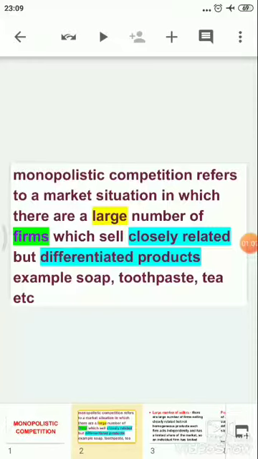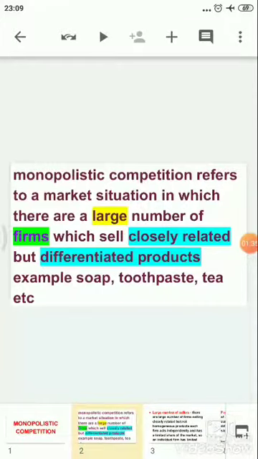They are selling closely related or close substitutes of the products, but these goods are differentiated on the basis of certain characteristics such as the size, color, shape, the brand. So these goods are closely related but differentiated. Examples of the goods in monopolistic market are soap, toothpaste. You have different brands of soap. You have Lux, you have Dove, you have Lifebuoy.